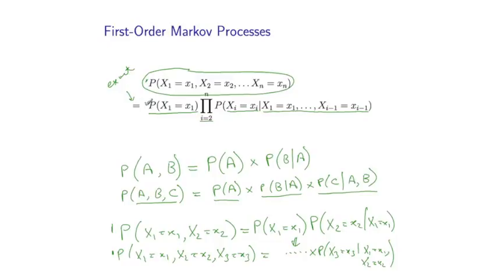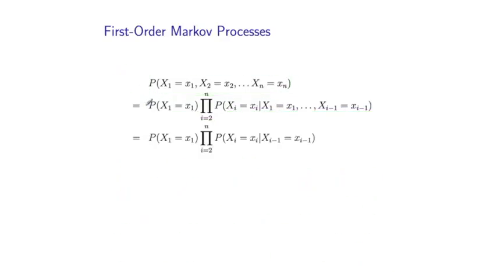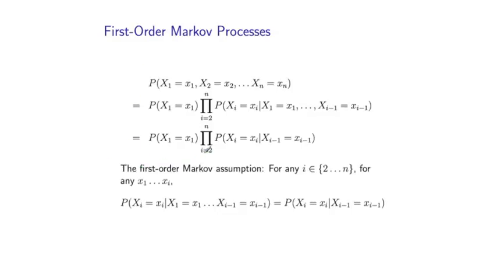So that's the first step in deriving a first-order Markov process. Now let's go over the second step. And here is where we make, critically, the Markov assumption. Okay, so again, this equality is exact, and this equality follows by the Markov assumption. So what is that assumption? It's a first-order assumption. We'll see why we call it first order in a second.